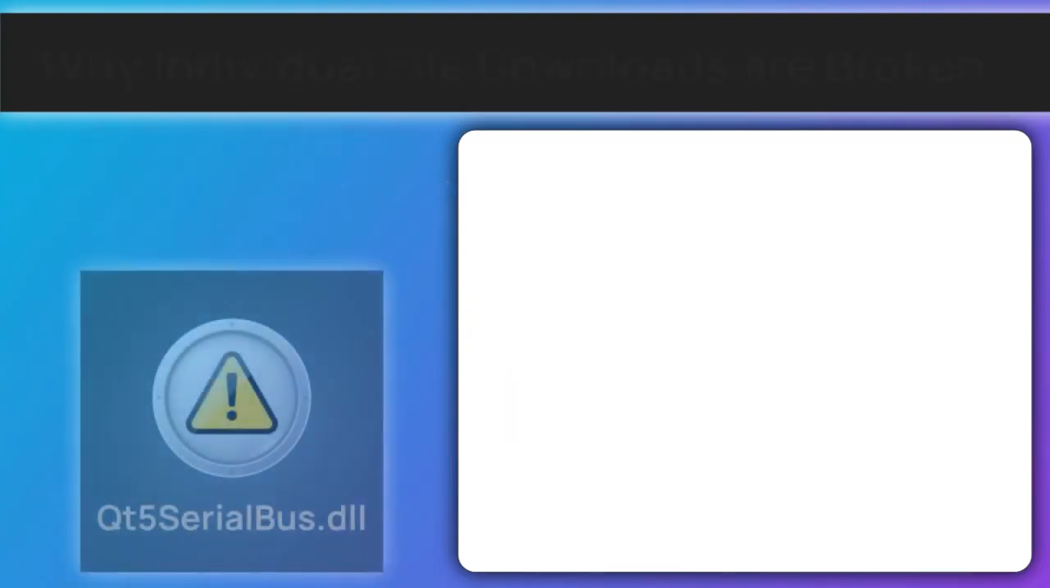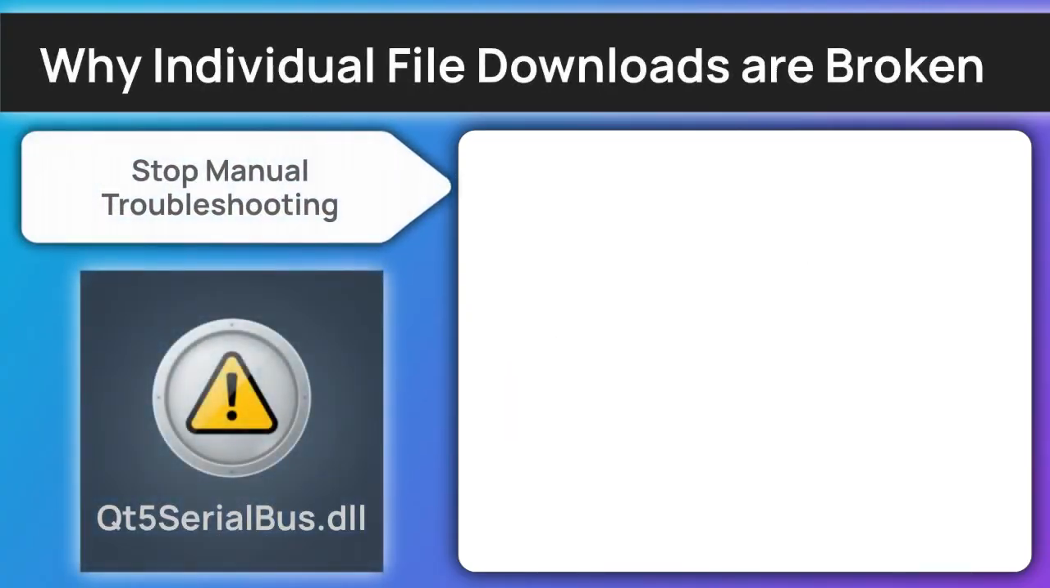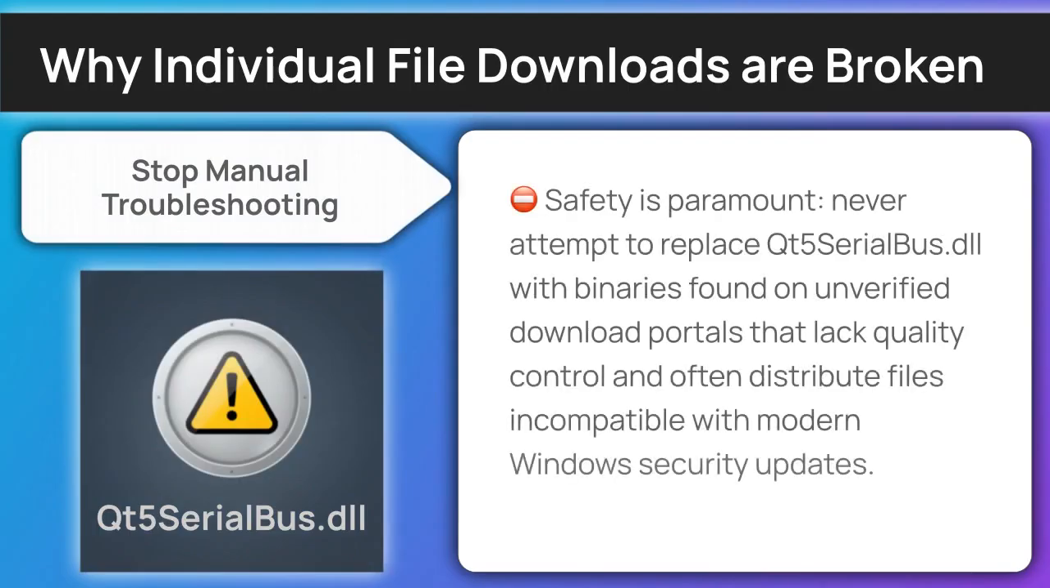To avoid future system conflicts, there is one specific security trap we should discuss. I strongly advise you to prioritize system safety by avoiding manual swaps of Qt5 Serial Bus. Third-party DLL sites are a primary vector for hackers to inject ransomware directly into your operating system's core.